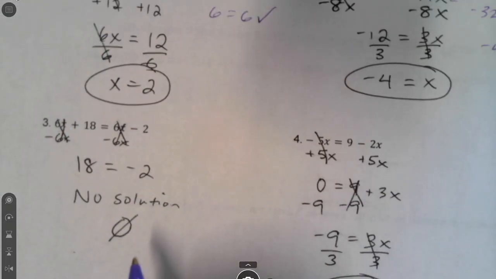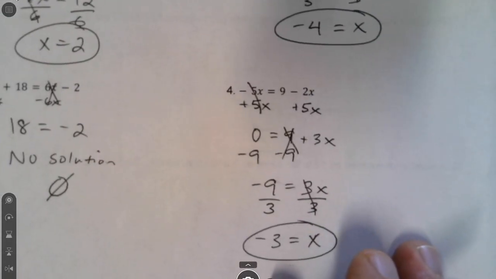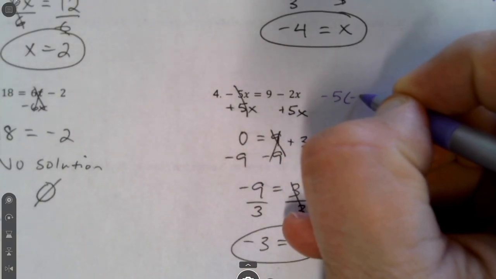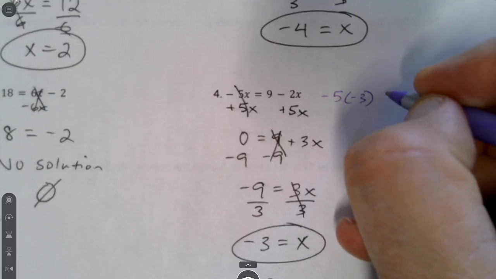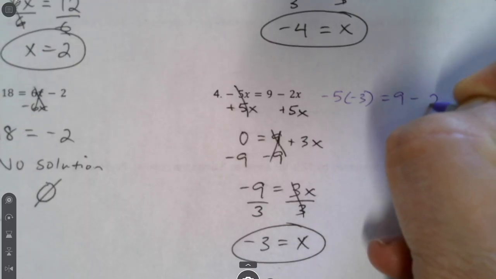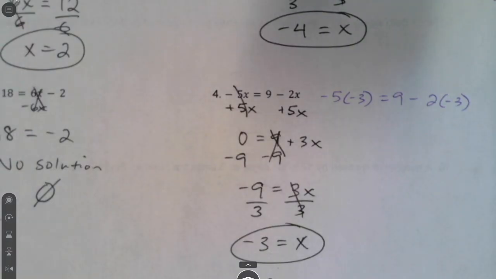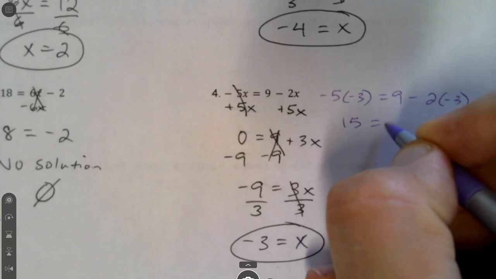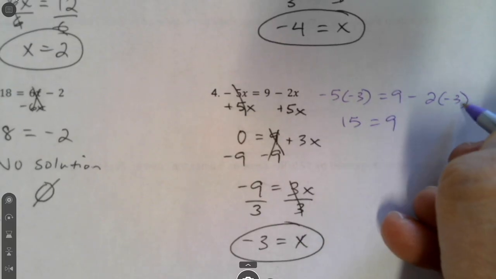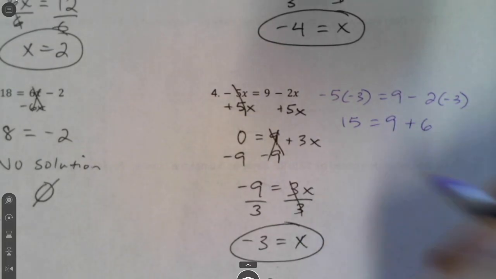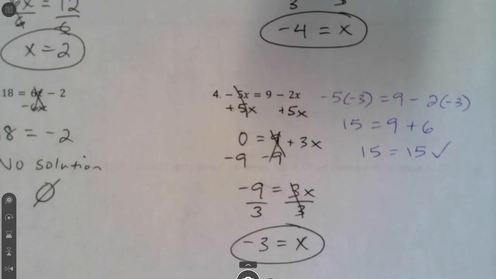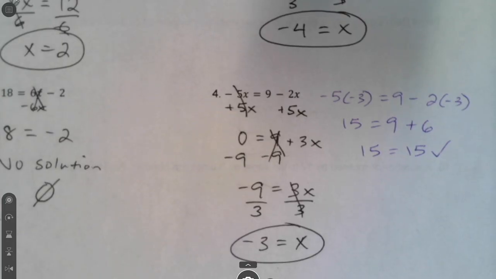Well, I can't check this one because there is no solution. So let's check this one. If I plug negative 3 in for x, I get negative 5 times negative 3 equals 9 minus 2 times negative 3. Negative 5 times negative 3 is positive 15. Negative 2 times negative 3 is positive 6. And 9 plus 6 equals 15. So again, proves we did it correctly. I won't worry about doing that on the back, but I wanted to show you how to check your answers if you're asked to do it.